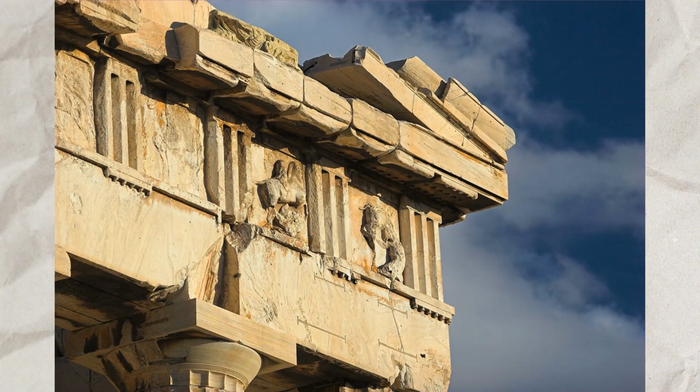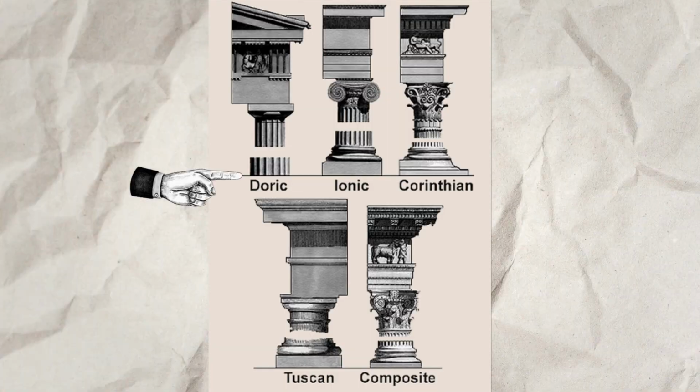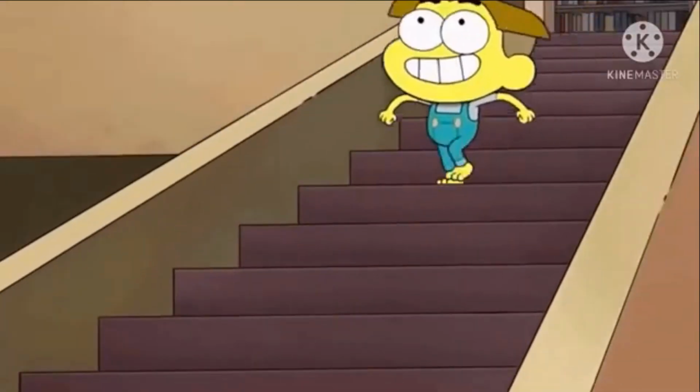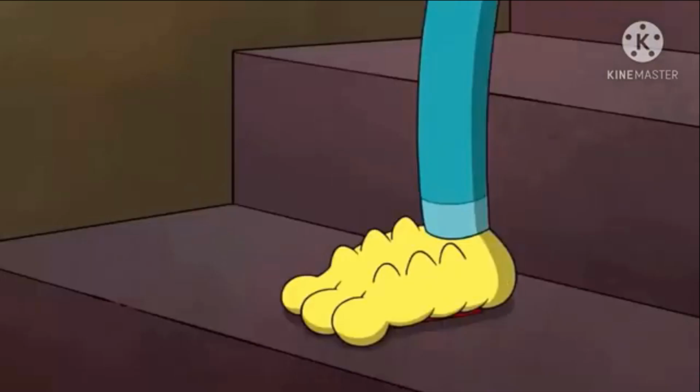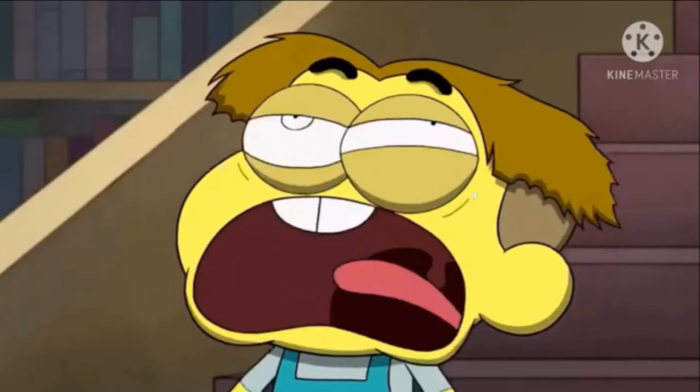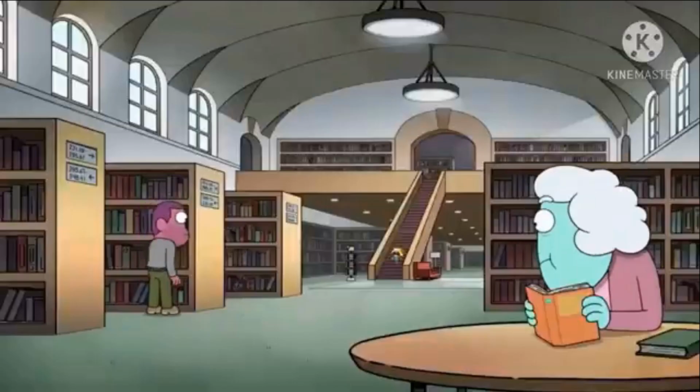Also interesting to note from the Doric order compared to all the other orders, it's the only one that doesn't have a base, the under part of the column. So the Doric columns were literally raw dogging the floor. No shoes. Ouch.